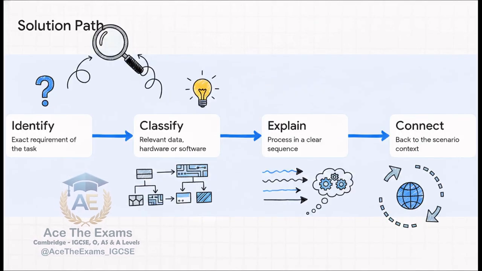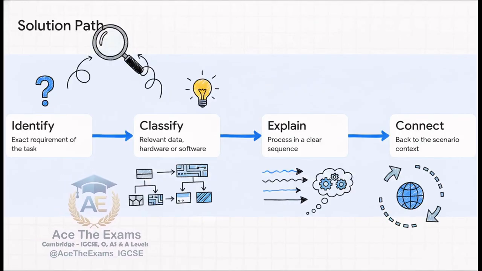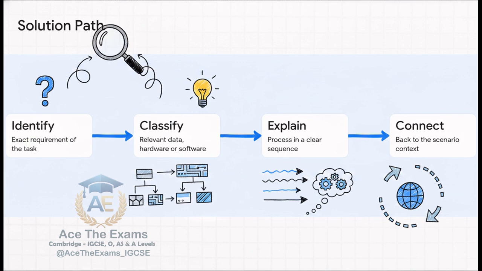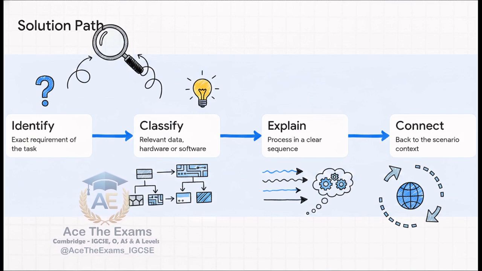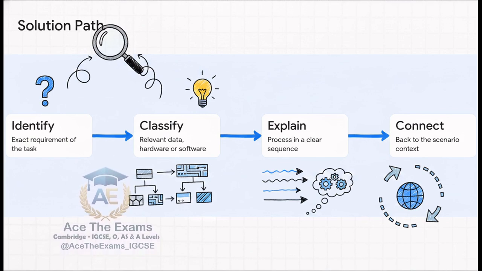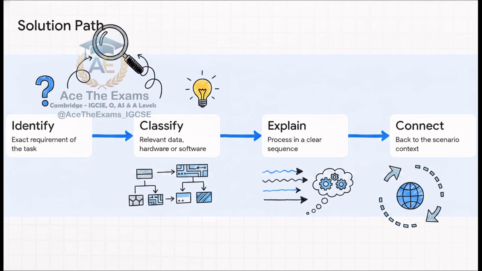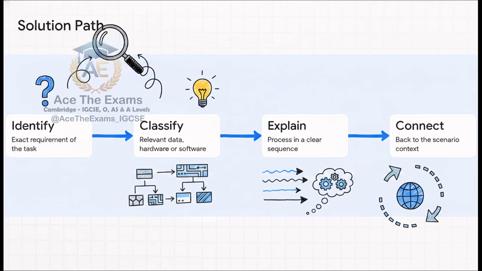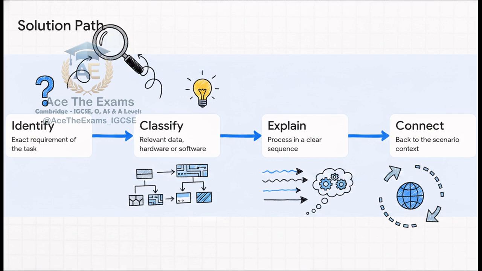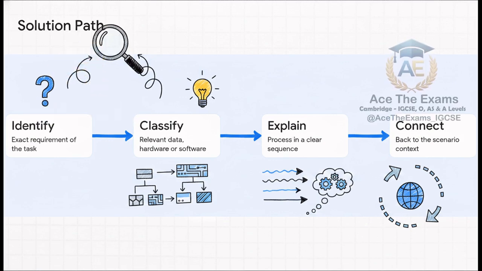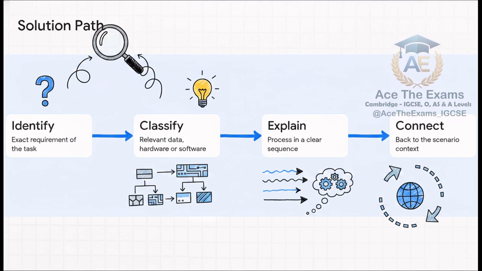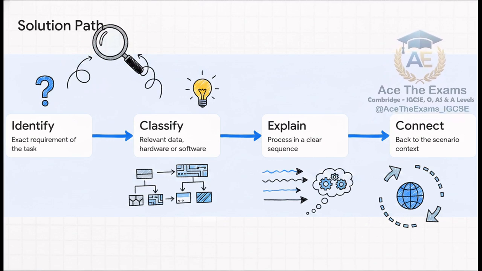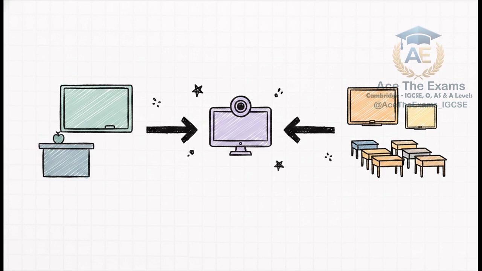Now let's actually turn that matrix into action. Here's a structured solution path to systematically tackle any 0478 transmission question. Step 1. You identify the exact requirement. Step 2. Classify the data or the hardware. Step 3. Explain the sequence so clearly that another learner could easily follow it. And step 4, connect it straight back to the context. So let's apply this framework right now.